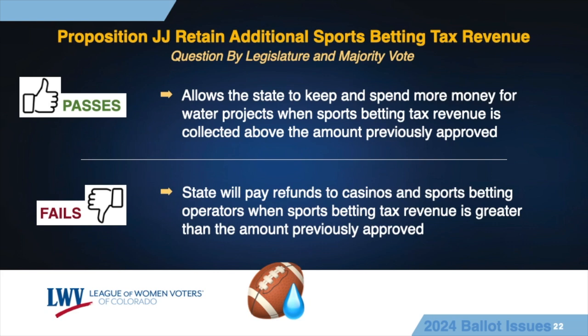The fiscal impact? Retaining this revenue is expected to eliminate refunds to casinos and licensed sports betting operators of approximately $3.79 million over the next 3 fiscal tax years. Retained tax revenue would be transferred to the Colorado Water Plan Implementation Cash Fund. This money would be spent on water projects as allocated by the state legislature and the Colorado Water Conservation Board.